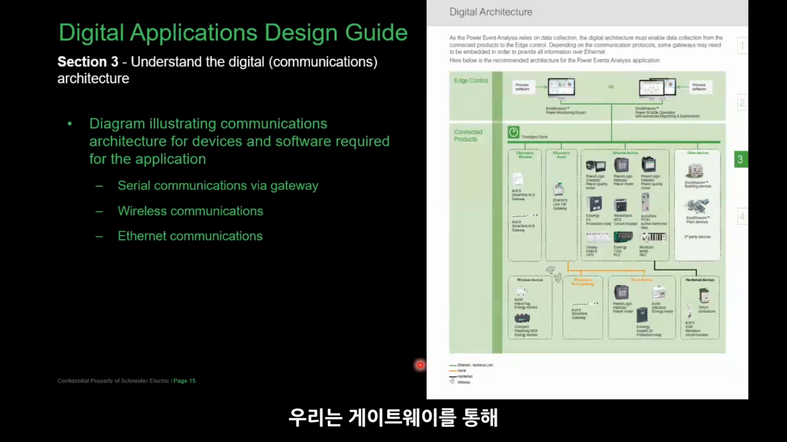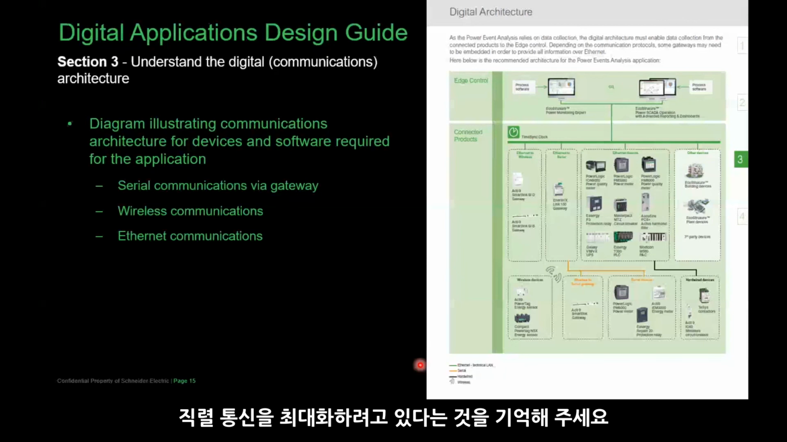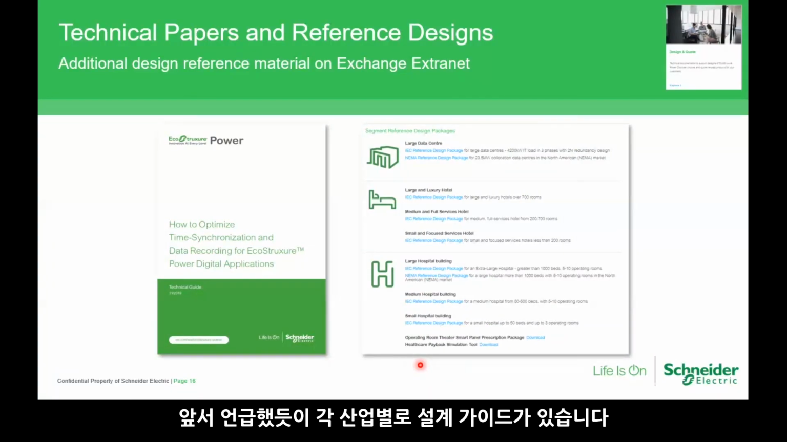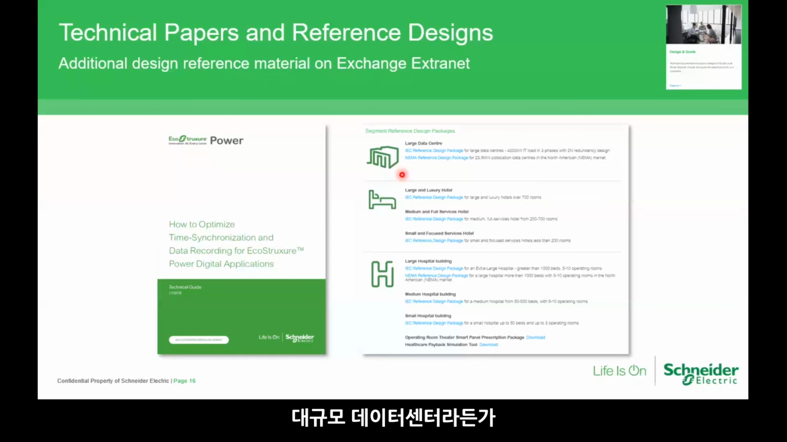And also remember, a lot of times we are trying to maximize serial communication through a gateway. And of course, again, as I mentioned earlier, we have a lot of design guides based on segments. Okay, so reference guides. For example, we do have packages and references that talk about large data centers. How do you apply this kind of architecture to large data centers, large hospitals, hotels, all those, and all of this is available on the Exchange.